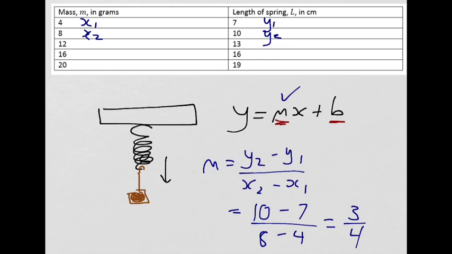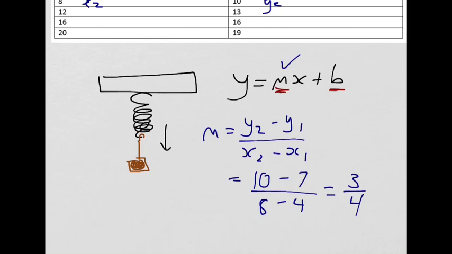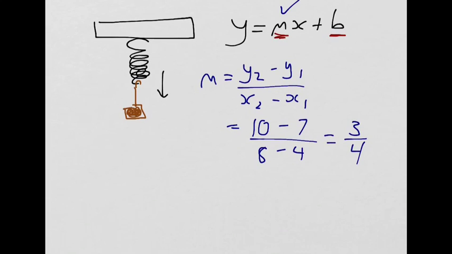It's the initial length of the spring without any mass attached to it. Okay? That's what B is going to represent. And do we know that from the table? We don't know that, right? We don't have a row here where the mass is 0 and the length is whatever. All right? So we're going to have to find out that length a different way.